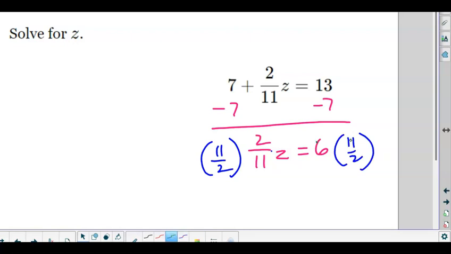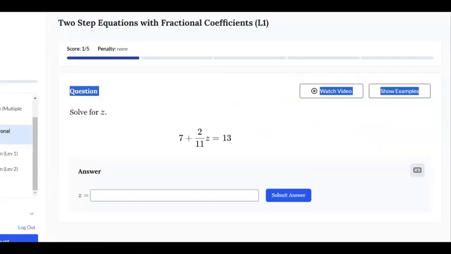So that's 6 times 11, which is 66, and there's no denominator here, so it's 1 times 2, or half of 66, which is going to be 33. So our solution here for z is going to be 33.